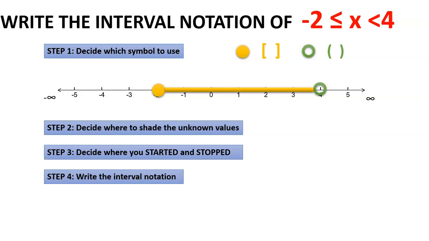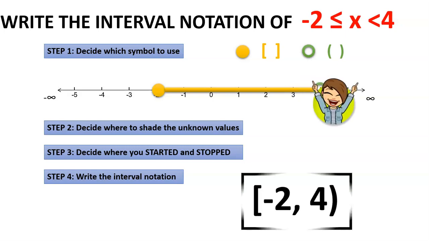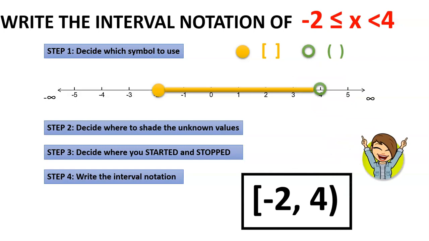We decide where we started and stopped, and then we write our interval notation. And this one started at the -2, ended at 4, and don't forget to decide if you're going to use brackets or parentheses. So the interval value is at the bottom. Okay, next.